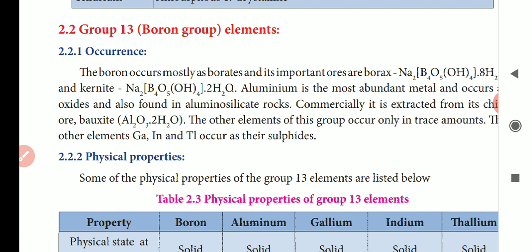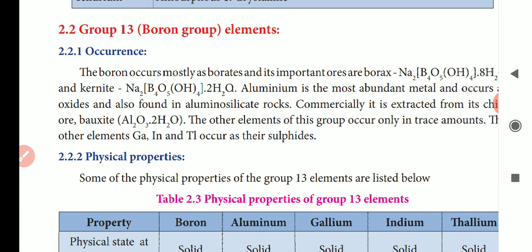Sodium metal is the ionizable part, we know that. That is a sodium borate. What is the molecular formula for borax? Na2B4O5(OH)4 times 8 moles of water. This is the molecular formula for borax. What is the molecular formula for kernite? They have a similar molecular formula, Na2B4O5(OH)4 times 2 moles of water. That is 8 moles of water and then 2 moles of water.